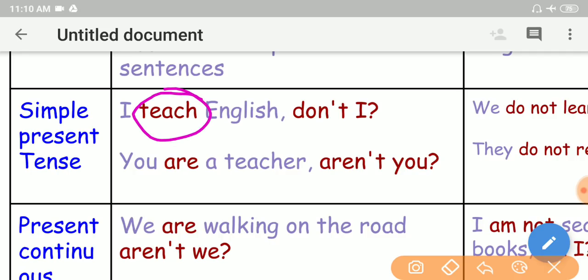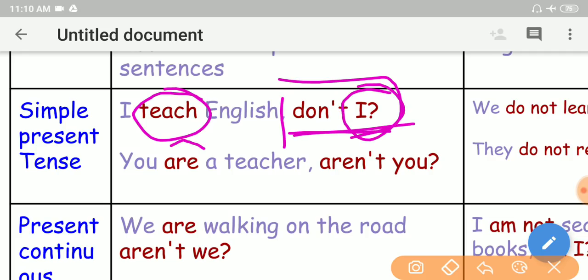Simple present tense and simple past do not have any helping verb. So what to do if they don't have a helping verb? You must take the help of the do verb, based on the subject. So when there is no helping verb, we take the help of the do verb, that is do or does. Here do is the most suitable one because of the subject I. So don't I is the correct question tag. This is positive, this tag is negative.